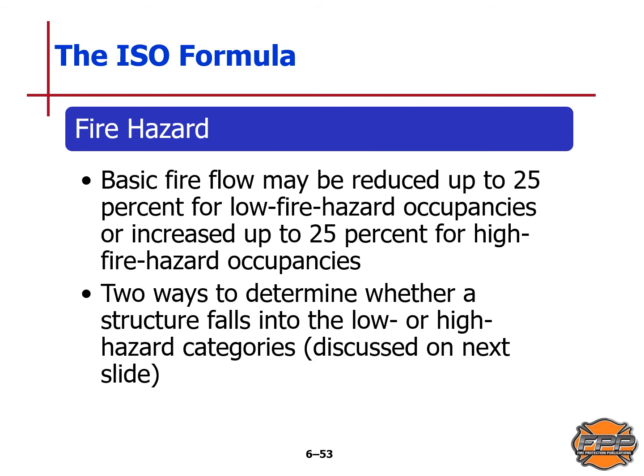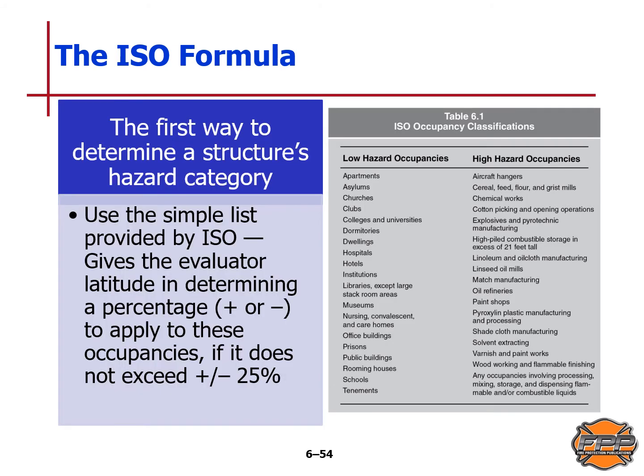Let's talk about fire hazards as they relate to the ISO formula. Basic fire flow may be reduced up to 25% for low fire hazard occupancies or increased up to 25% for high fire hazard occupancies. There are 2 ways to determine whether a structure falls into the low or high hazard categories, and we'll review that on the next slide. So the basic fire flow, as we mentioned, can be reduced or raised 25% in either direction for high or low fire hazard occupancies.